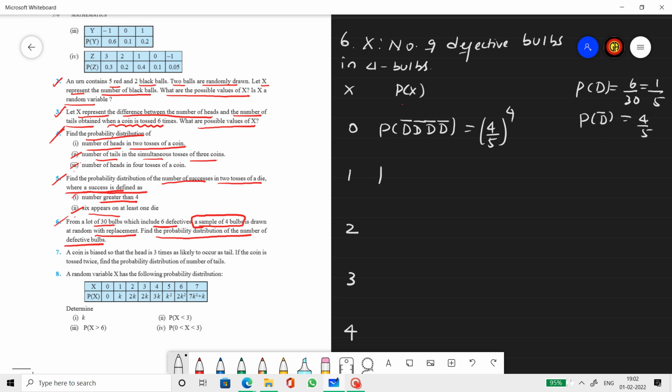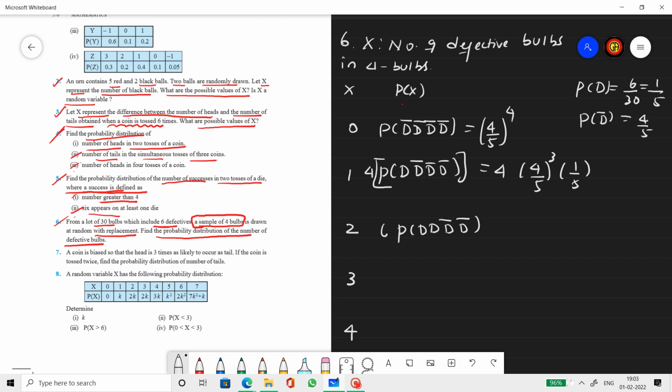X equal to 1, which means 1 is defective, the remaining 3 are non-defective. There will be 4 chances to this. So 4 times 4 by 5 to the power 3 into 1 by 5. Since it's with replacement, we don't need to use combination. Then X is equal to 2, which means we get 2 defective and 2 non-defective. Again, there will be 6 cases to this. So this will be 6 times 4 by 5 the whole square into 1 by 5 the whole square.